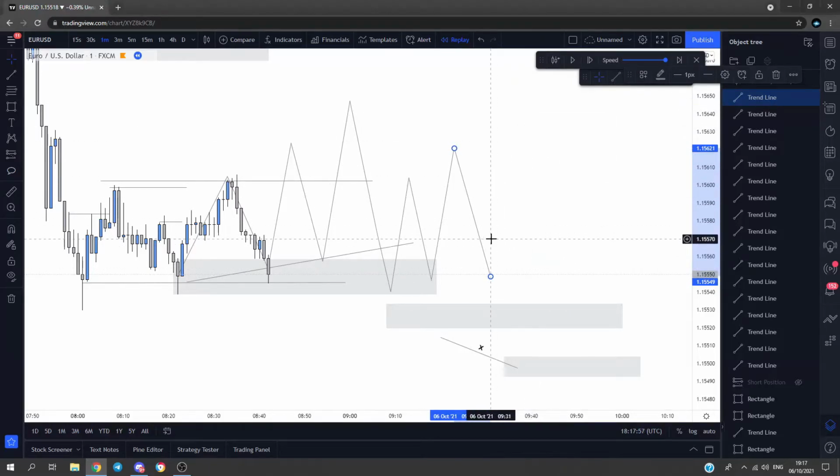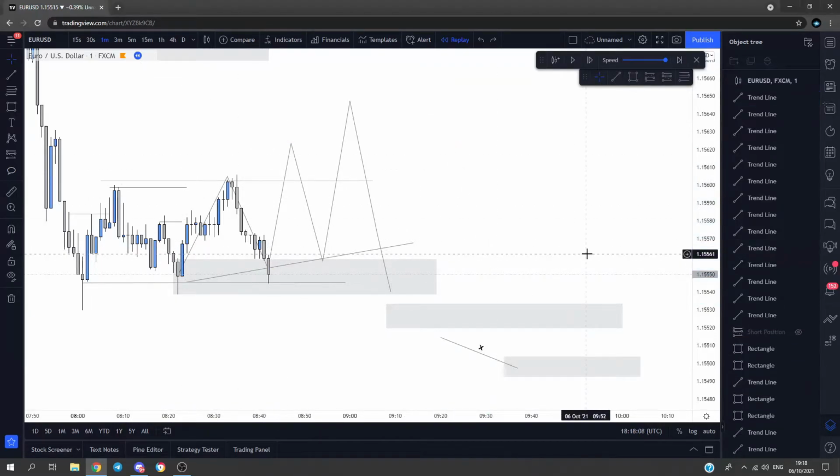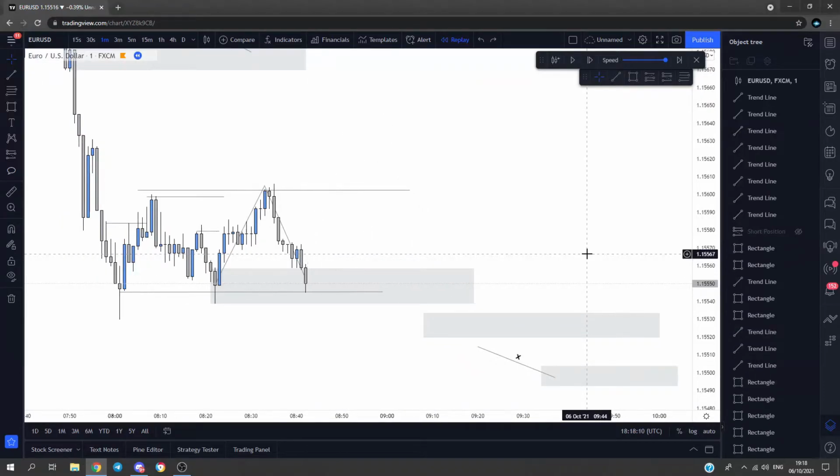Now that's not what price did. Okay, price came up, ranged for quite some time. Yes, we had a break of structure here, but price continued to fall. You don't want to get into trades too early without any sort of confirmation or reason behind your trades.